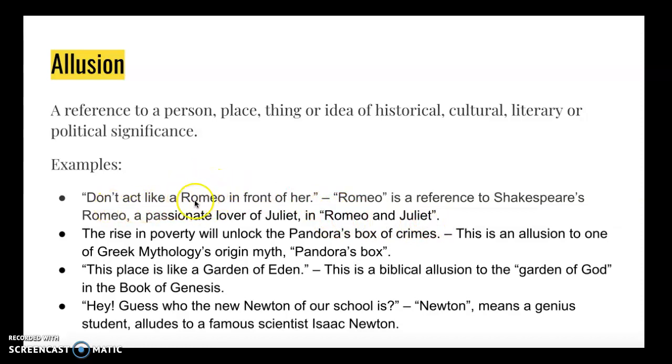Here they're saying, don't act like Romeo. And in the tragedy, Romeo tragically killed himself for Juliet. So they're probably just telling him, don't be dumb with this girl, dude. Like, be smart about it, okay? So that is your allusion right here.